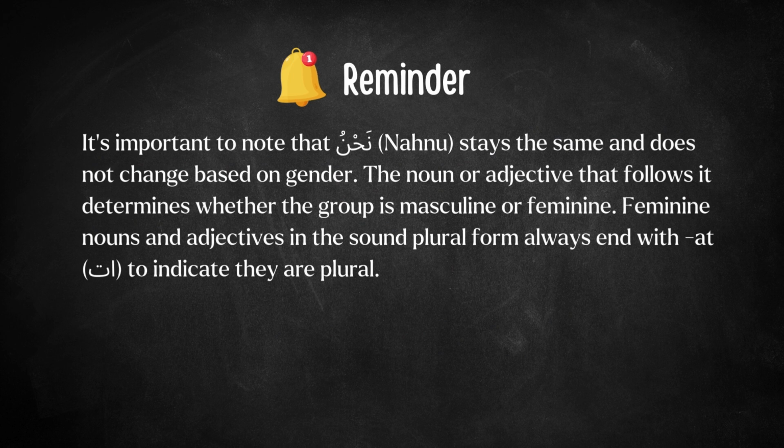It's important to note that نحن stays the same and does not change based on gender. The noun or adjective that follows it determines whether the group is masculine or feminine. Feminine nouns and adjectives in the sound plural form always end with alif ta to indicate they are plural. Now let's see how this works in complete sentences.